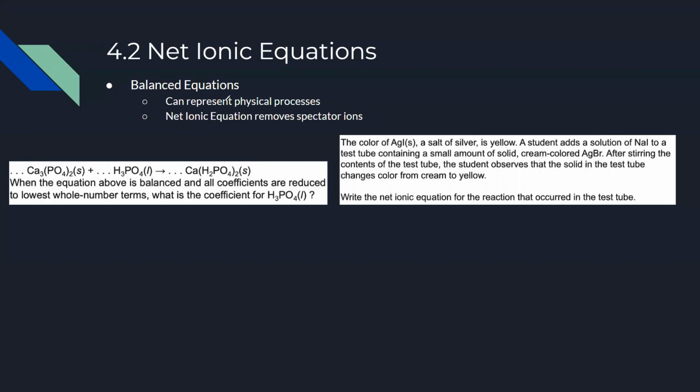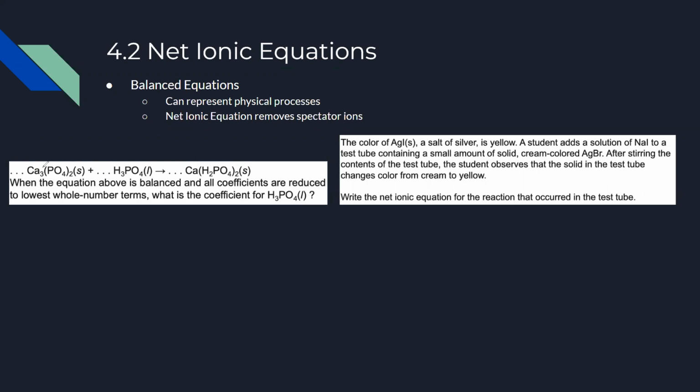So let's go on to 4.2, net ionic equations. Balanced equations can represent physical processes, and a net ionic equation is when you remove spectator ions. It's a special type of balanced equation. So let's try this first problem over here. You have Ca3(PO4)2 solid, plus H3PO4, creates Ca(H2PO4)2 solid.